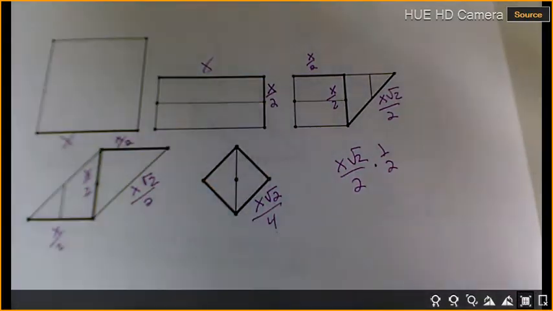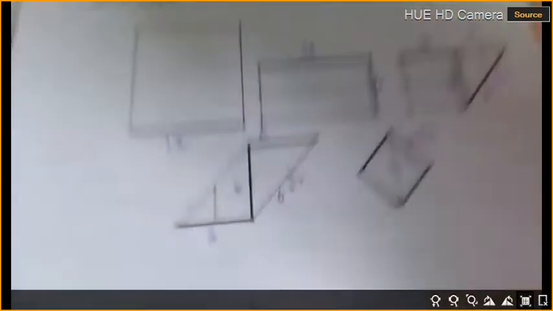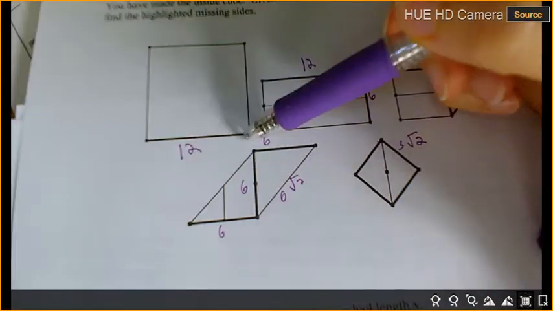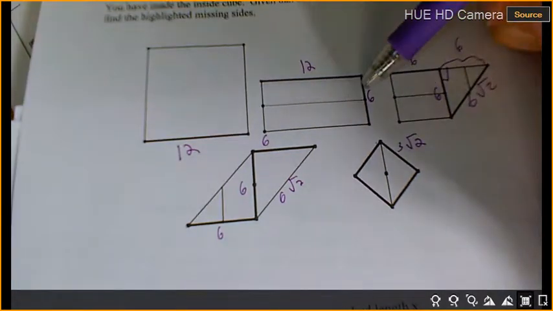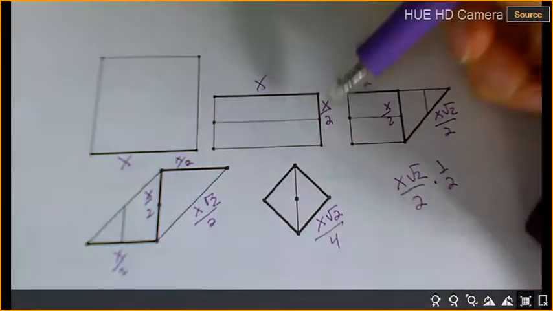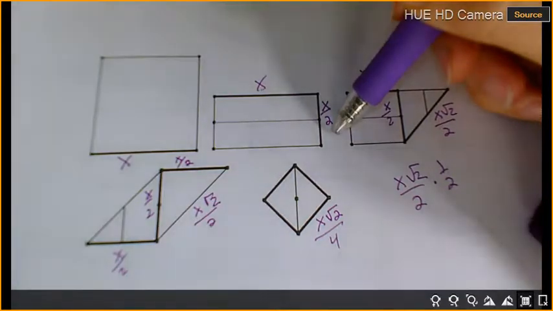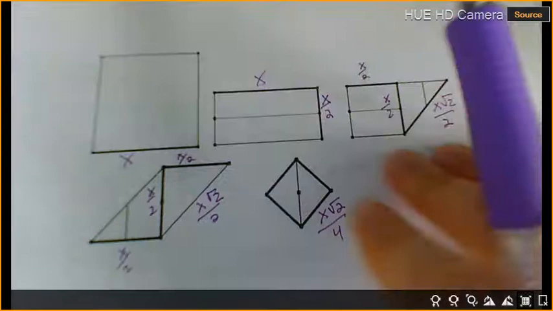X divided by 2, because it's half as big, right? This was 12. This is 6, right? Because it's half as big. So this is X divided by 2. It's half as big. Does that make sense? Okay. All right, let's turn it over.